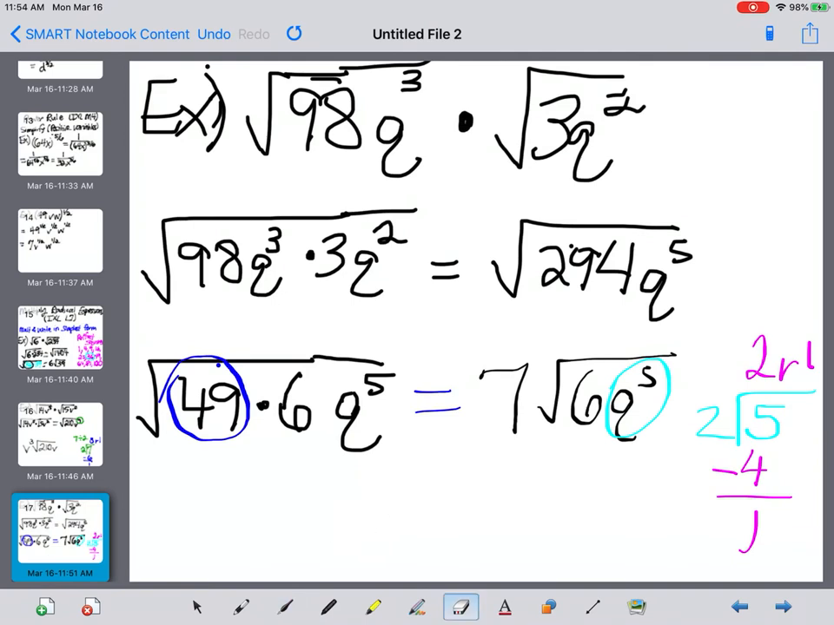This is being very uncooperative. We're going to have 7. Okay. And then 2 q's came out, basically q to the second. So we're going to have q to the second. Man, this is really not cooperating.